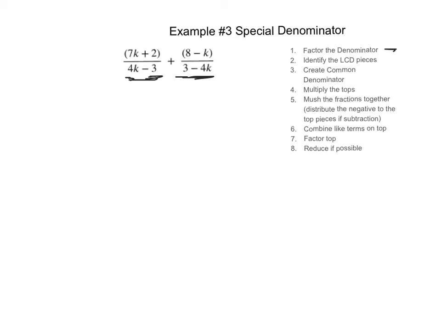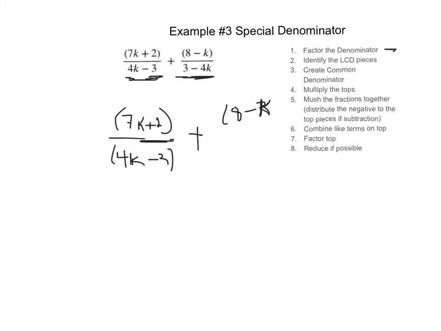So to fix something like that, so 7k plus 2. Now I'm going to keep this first denominator the same as 4k minus 3. Plus, okay, now we have 8 minus k over our denominator. Now I'm going to factor this.